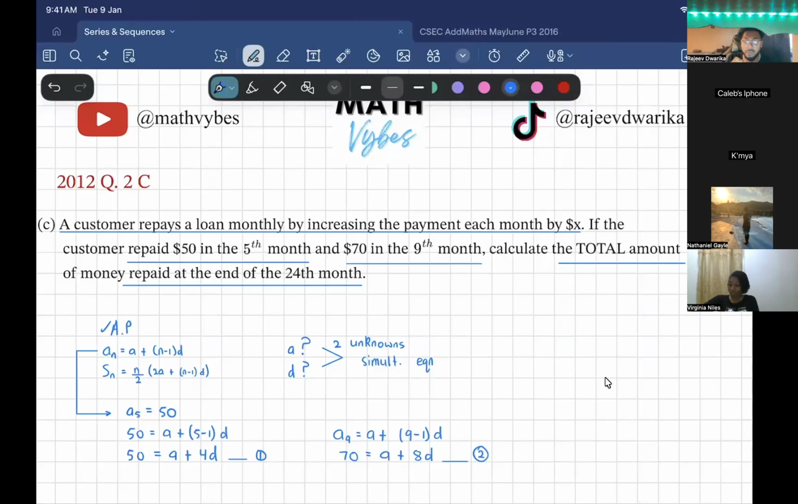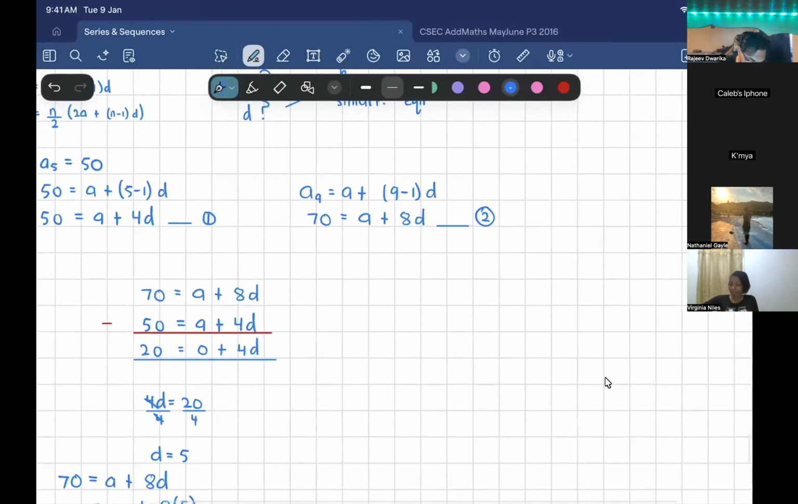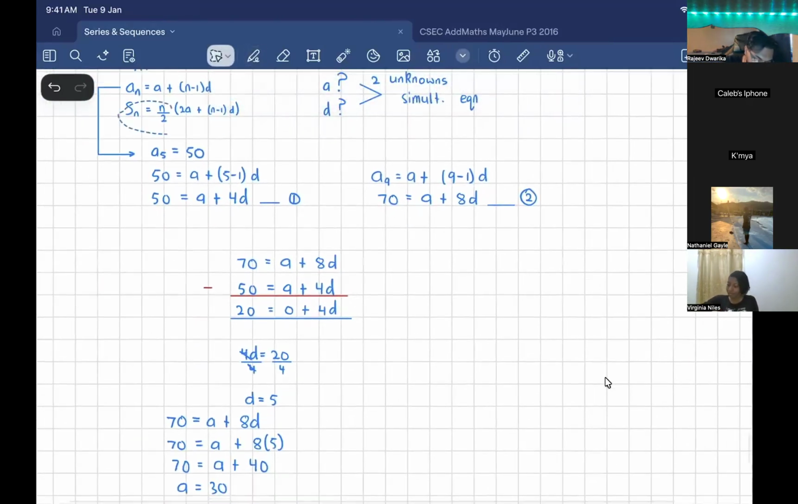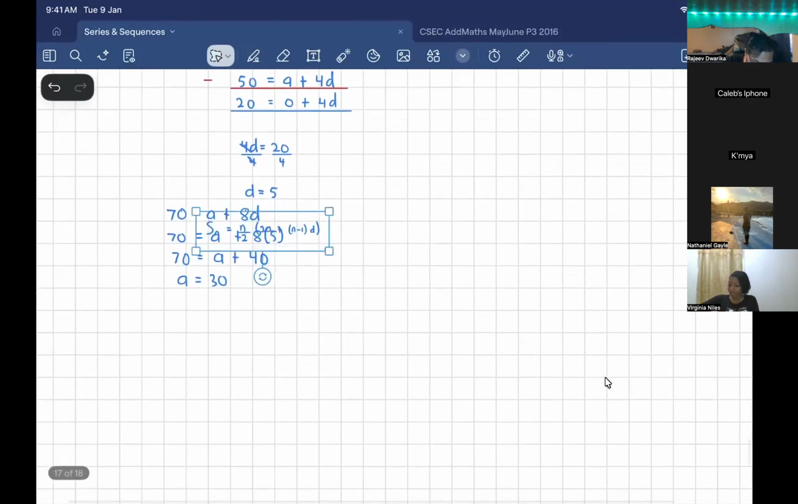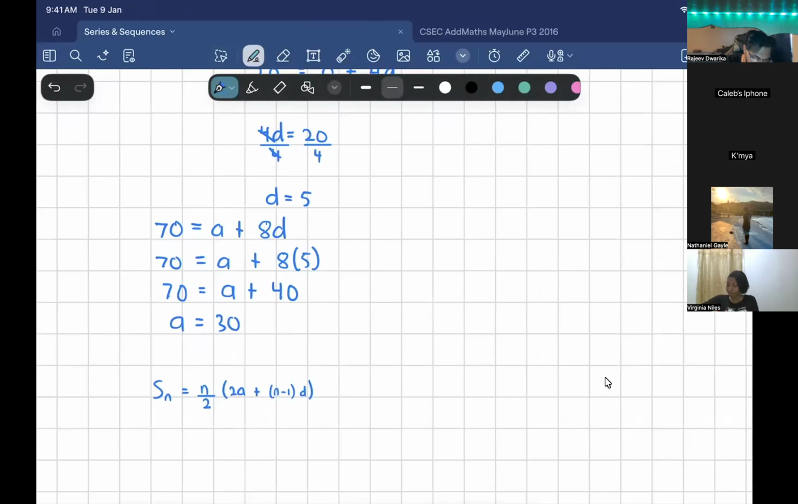So when you hear the word total, what comes to mind? The sum formula. Exactly. Virginia, Nathaniel, and Caleb, you understand, right? When you hear the word total, it kind of sounds like you're adding all the way to the 24th. So you're going to use S of N. What do you think I should use for N, though? 24. I think I should use 24, right? That makes sense. And I'm going to use the S of N formula. So Caleb, you'll help me with this part. We found that A was 30 and D was 5, and we want to go up to which term?